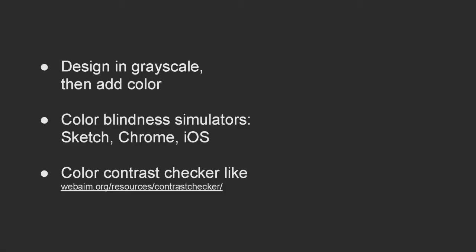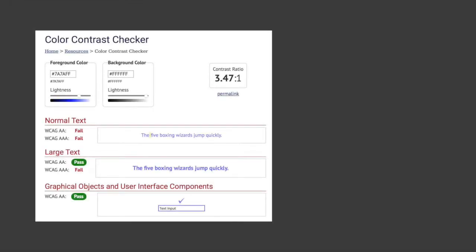There are color blindness simulators for Sketch, Chrome, iOS, and others. Anyone in here use Sketch? Yeah? Okay, about half the room. You can write this down. There's a plugin called Stark, S-T-A-R-K. And while you're working in Sketch, you can then simulate various forms of color blindness. And there are others. And then there are color contrast checkers.